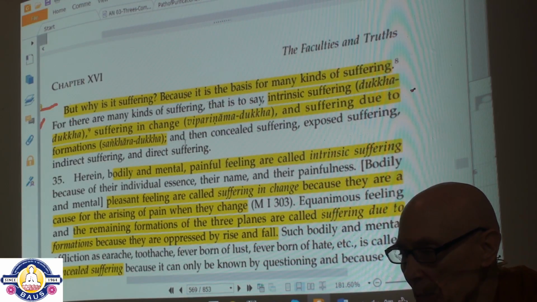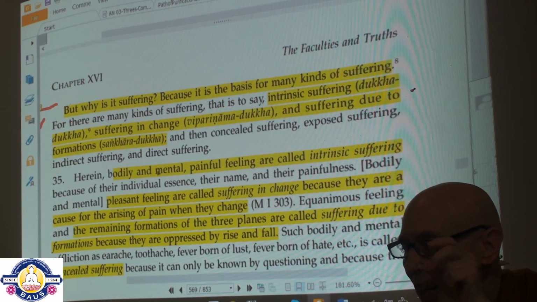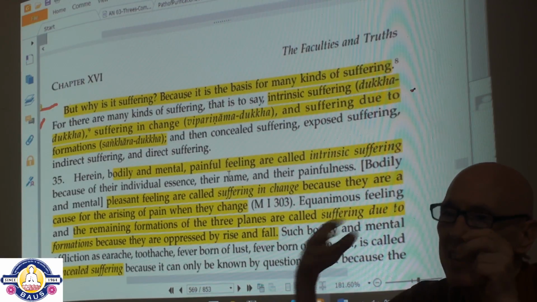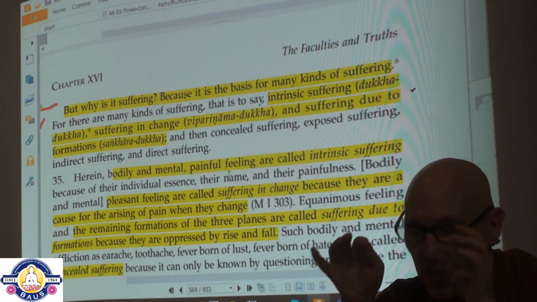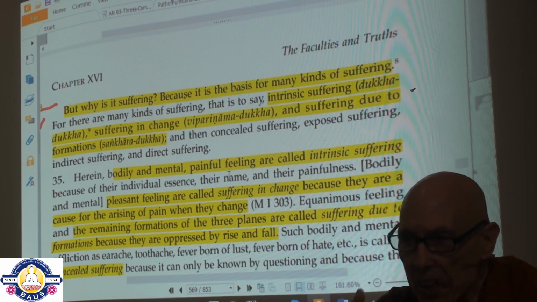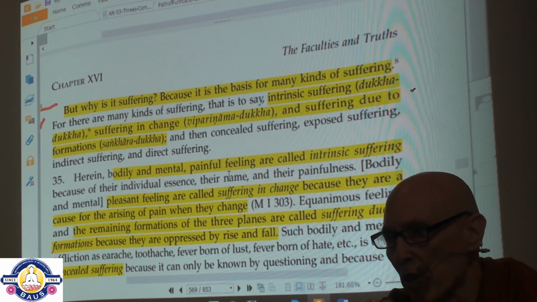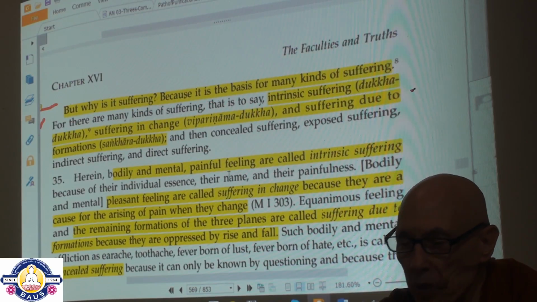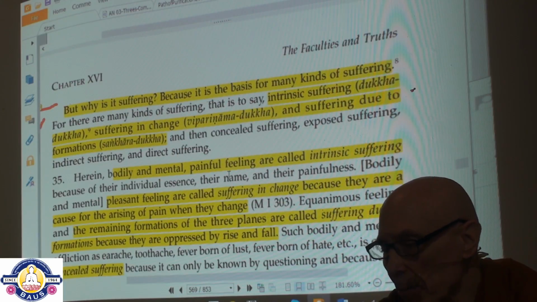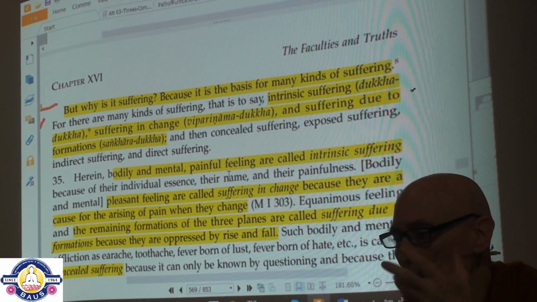Okay, so now he's going to explain what is meant by these three types of dukkha. Okay, so the first, intrinsic suffering, or dukkha dukkha, is bodily and mental painful feeling. So this is the type of dukkha that is actually suffering, the felt and experienced suffering, whether it's bodily pain, all of the different types of bodily pain, or the different types of mental pain, like sorrow, grief, misery, dejection, gloominess, maybe anxiety, depression, worry, and so forth. All of those manifold forms of mental suffering.